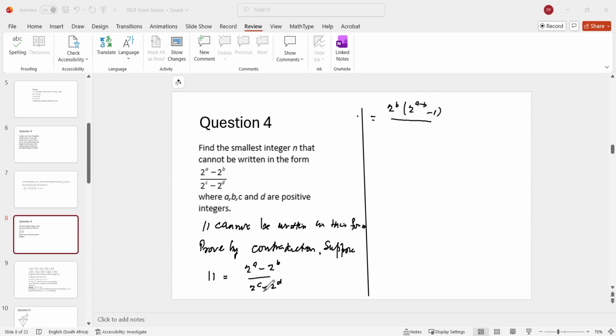And the same thing with this. 2 to the power of C is greater than 2 to the power of D. You can take out the smaller power. And then you have 2 to the power of B minus D, because you've got the same base, you can subtract the indices. And here, let's call A minus B, we'll call it M, and C minus D, we'll call it N.